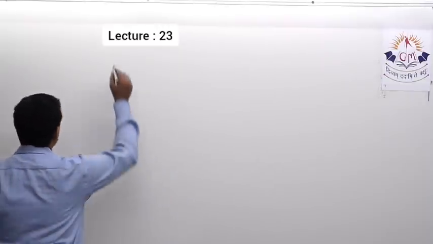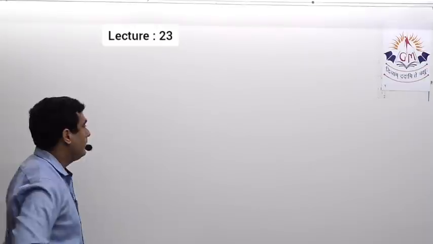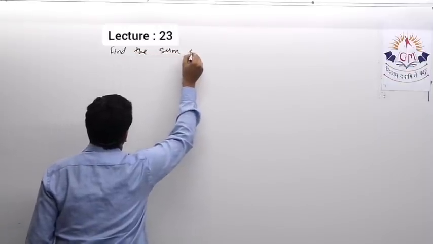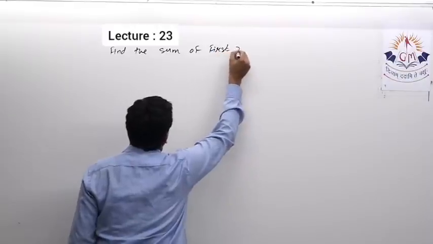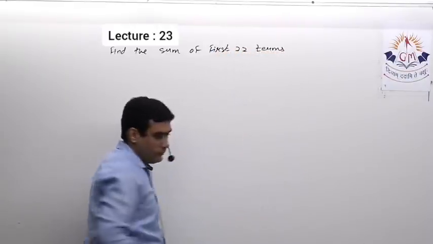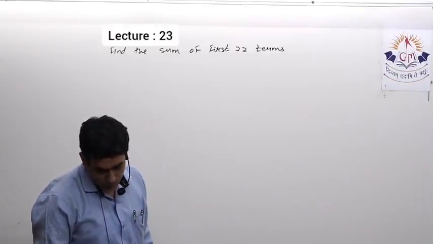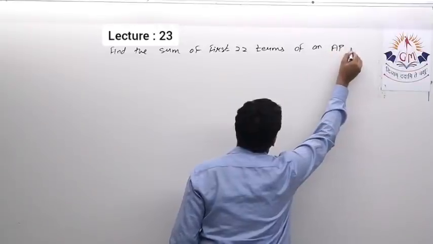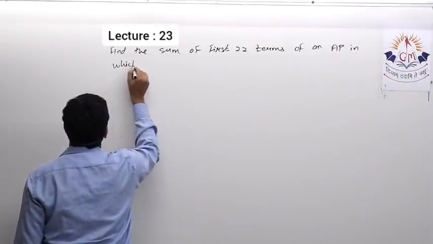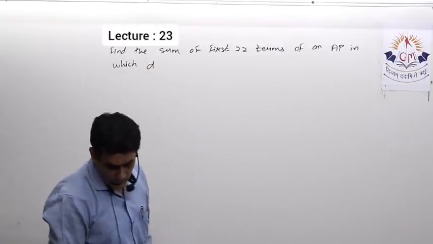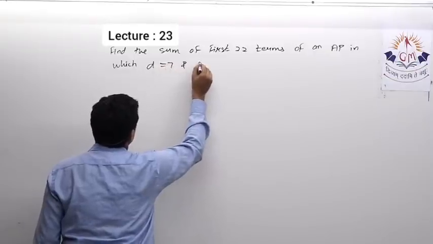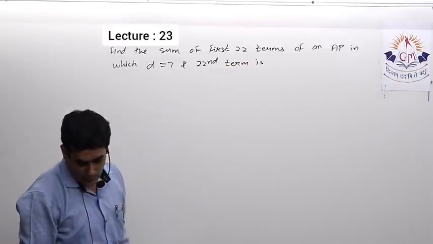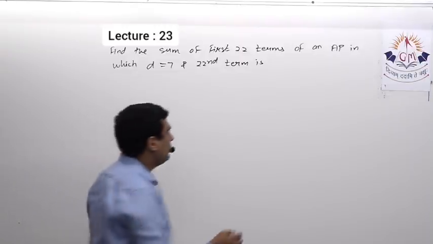Find the sum of first 22 terms of an AP in which d is equal to 7 and the 22nd term is 149.